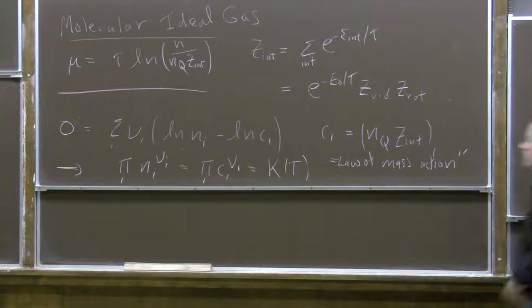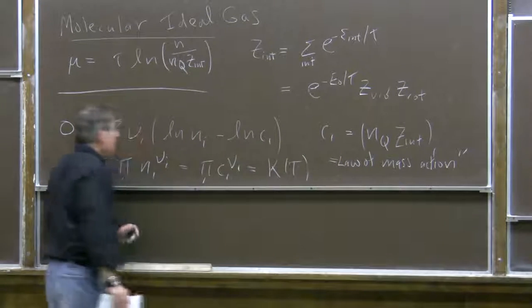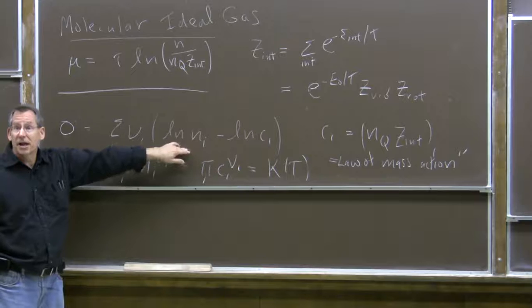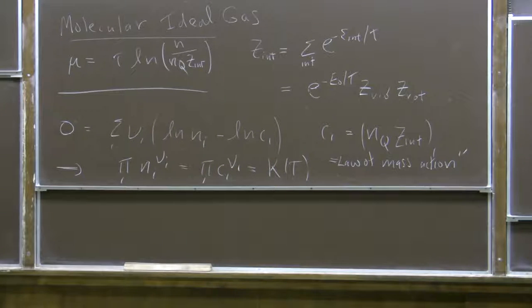But really, to derive it, what we needed was that the chemical potential goes like the log of the concentration, which is true, at least to a very good approximation, in more general settings, like in the case of a solute in a solution that's dilute.